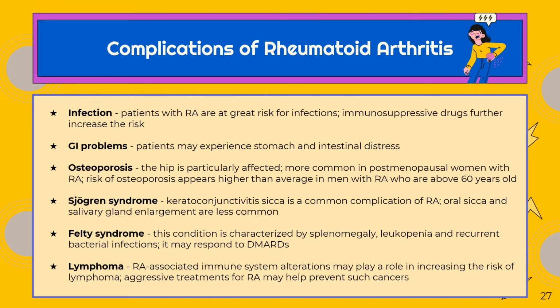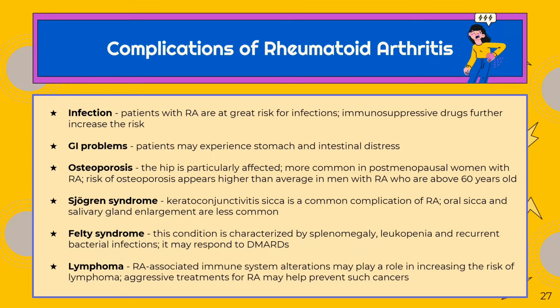Some of the complications include infection. Patients with RA are at greater risk for infections, especially those who are taking immunosuppressive drugs. Next is GI problems. Patients with RA may experience stomach and intestinal distress. Another complication includes osteoporosis. The hip is particularly affected. This condition is most common in postmenopausal women with RA. The risk of osteoporosis appears to be higher than average in men with RA who are older than 60 years.